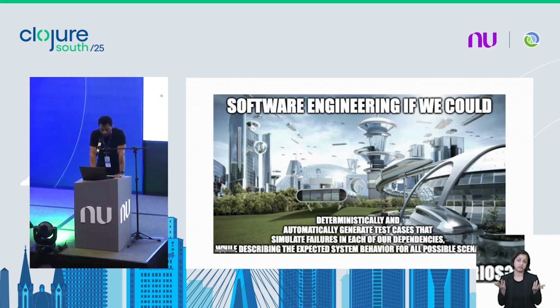So what if we could deterministically and automatically generate test cases that simulate failures in each one of our dependencies, and we just describe the expected behavior of the function, or in our case, the service, for all the possible scenarios? And this is actually a solved problem. This is called property-based testing. We have been doing that every day.